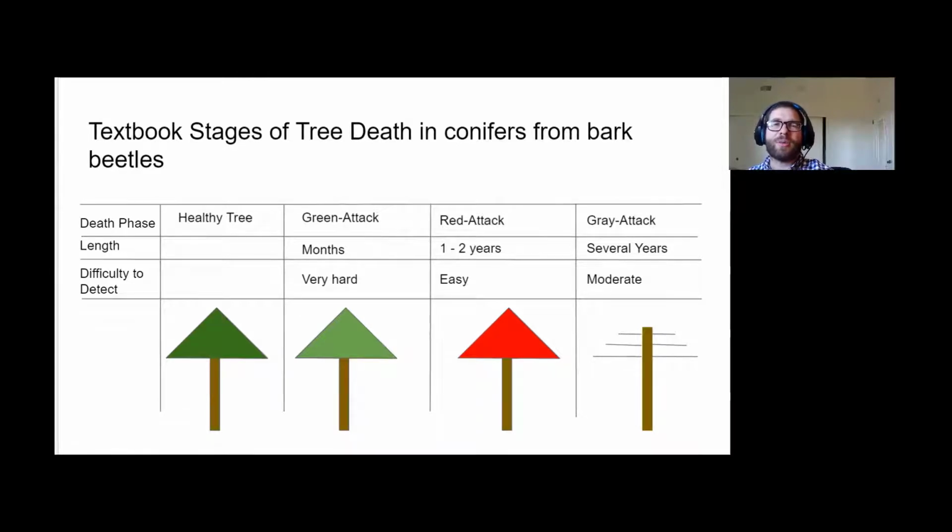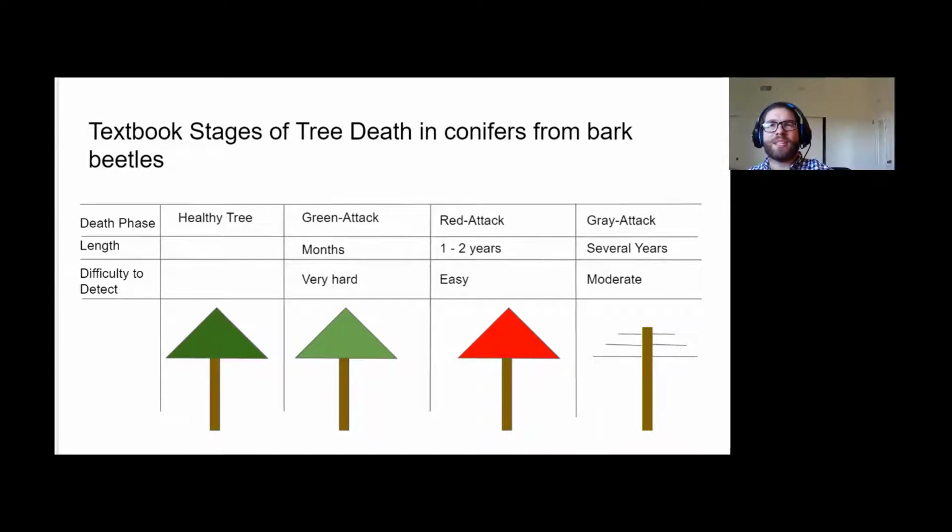Even though the tree's leaves remain visibly green during this phase, subtle spectral shifts occur that are detectable to a sensor that can view narrow enough wavelengths of light. Practically, using remote sensing alone, this stage is very hard to detect. After a few months, the tree's leaves begin to fade in color and eventually turn red. This phase, where a tree is visibly dead, is called the red attack phase, and is sometimes used in the literature to refer to any evergreen conifer that has died but still has red needles.